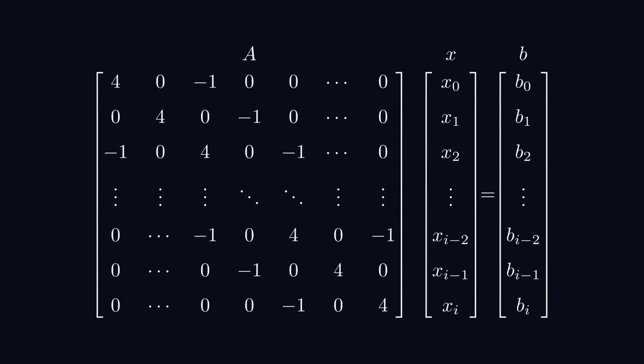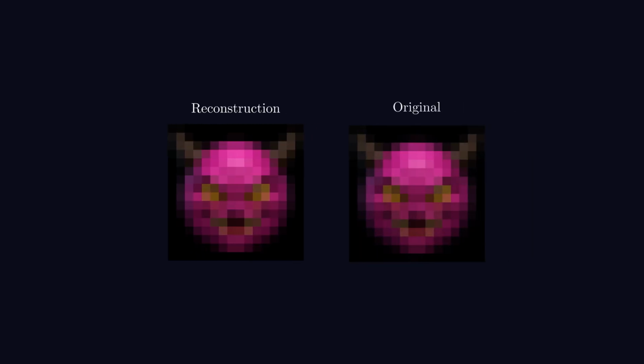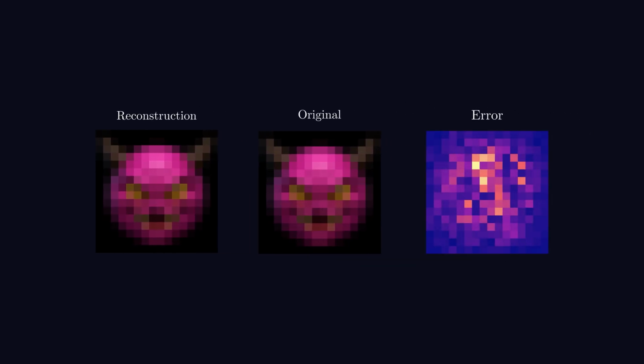A times x equals b, where x is the reconstructed image, A is the Laplace operator, and b is the Laplacian of the original image. If you multiply the pseudo-inverse of A with b, you get back the original image. Or do you? If you look at the reconstruction error, you can see that it knows no boundaries.